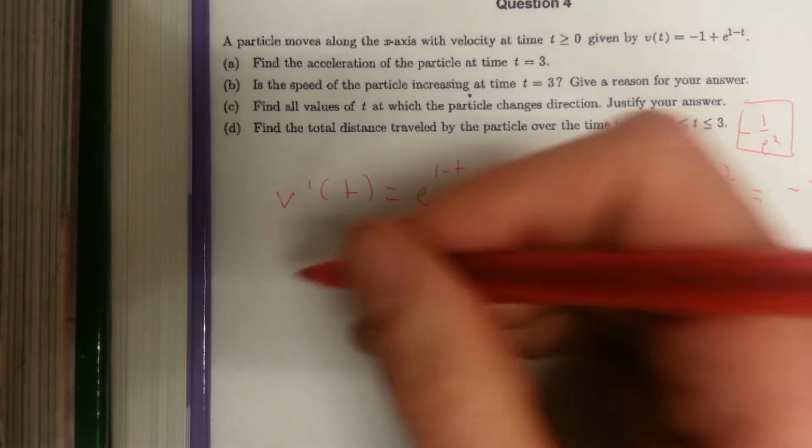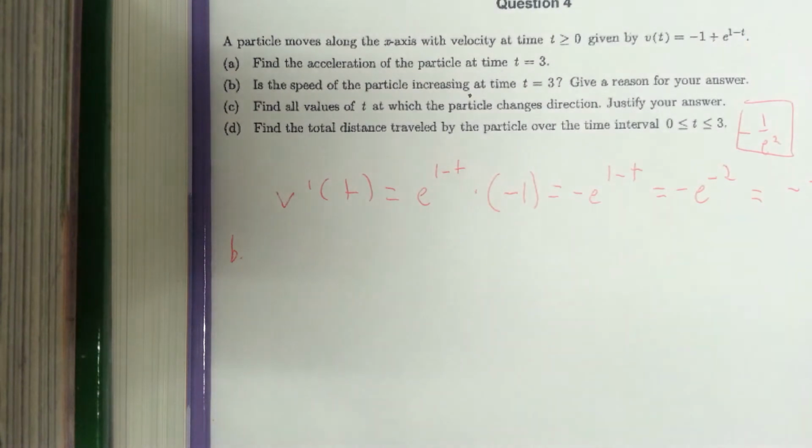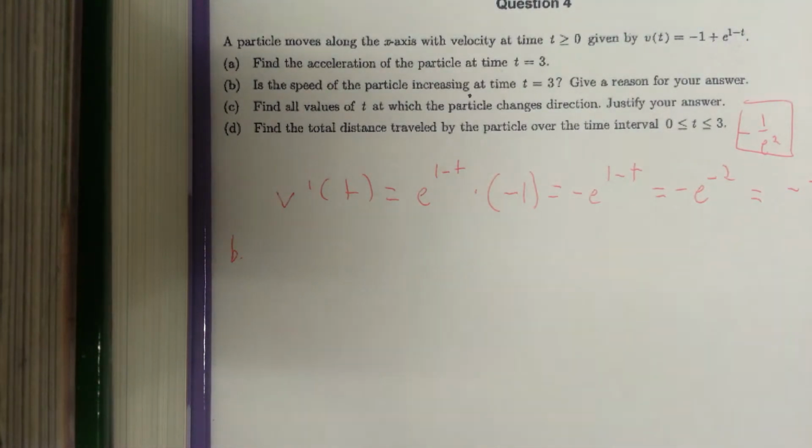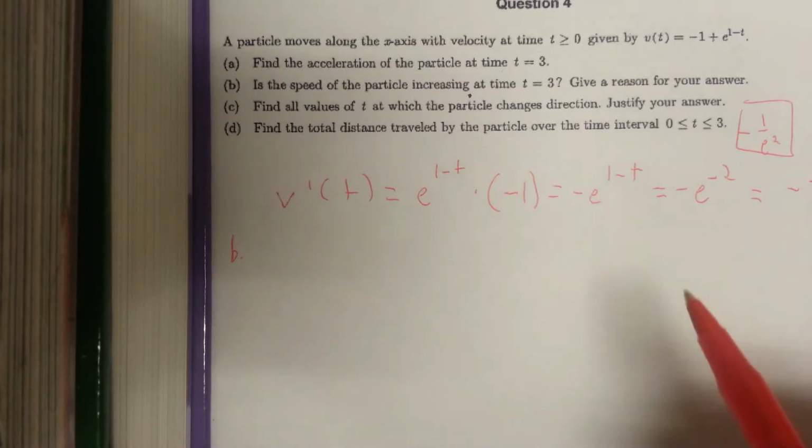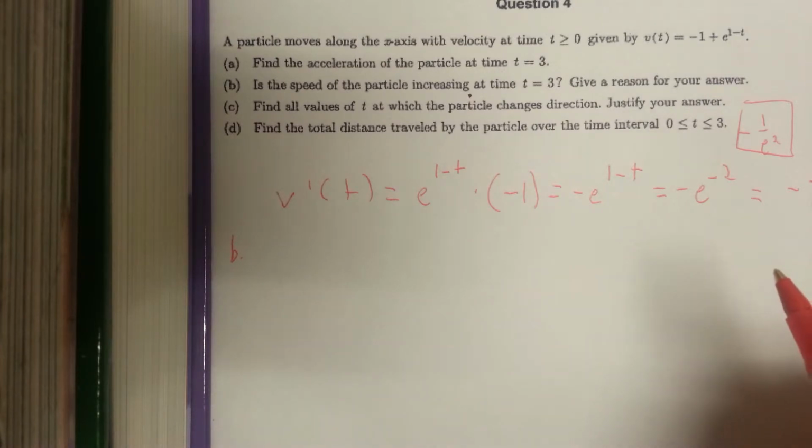So let's have a look at B now. Is the speed of the particle increasing at time t equals 3? You guys mess this up constantly. The speed is increasing, and you have to know this, when the velocity and the acceleration have the same sign. So we want to know, is the speed increasing when t equals 3?